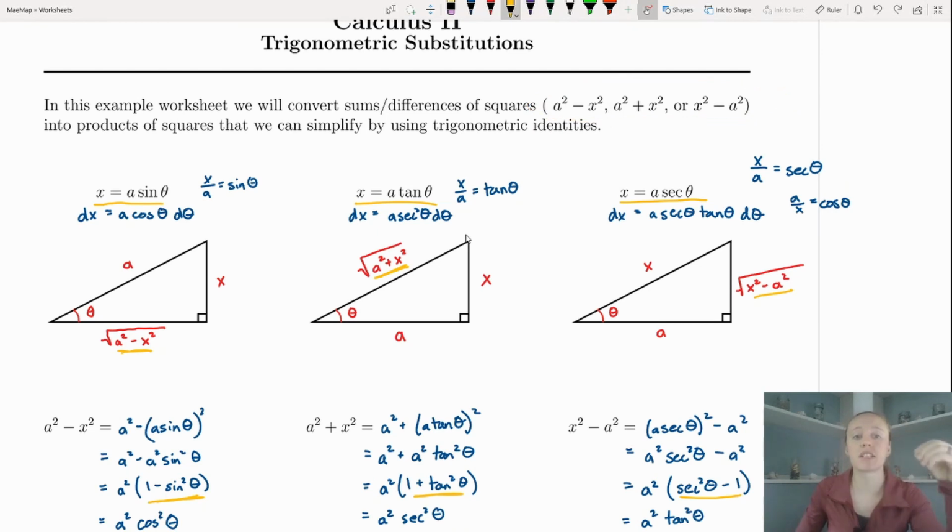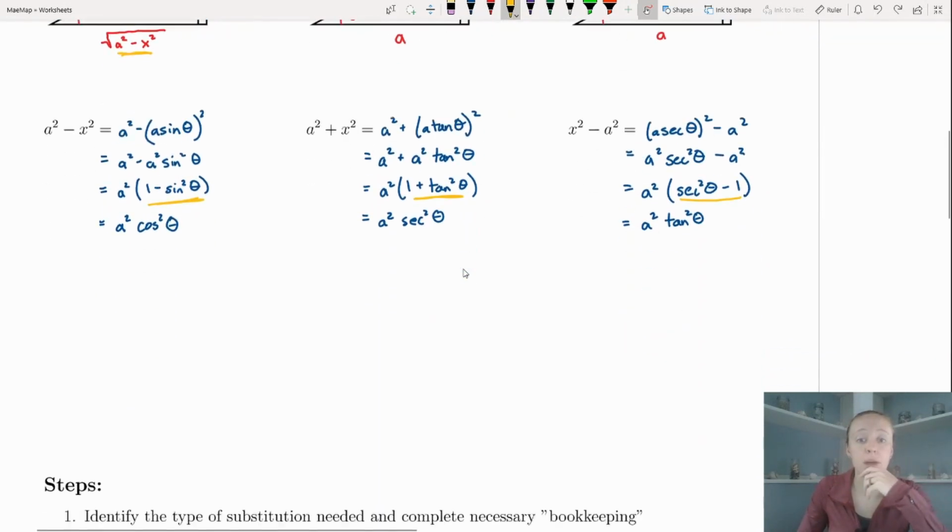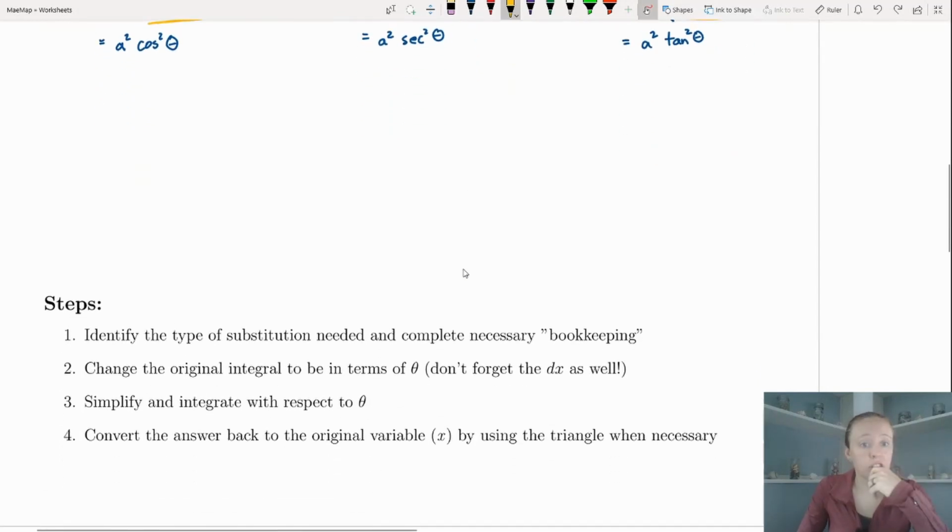So let's move on to the steps behind actually going through with an example problem. How do we integrate? Our step 1 is to identify the type of substitution needed and complete the necessary bookkeeping. So we're going to do exactly what we did up above, figure out whether we have an a squared minus x squared, an a squared plus x squared, or an x squared minus a squared, use the correct substitution for that, and then do the bookkeeping like above.